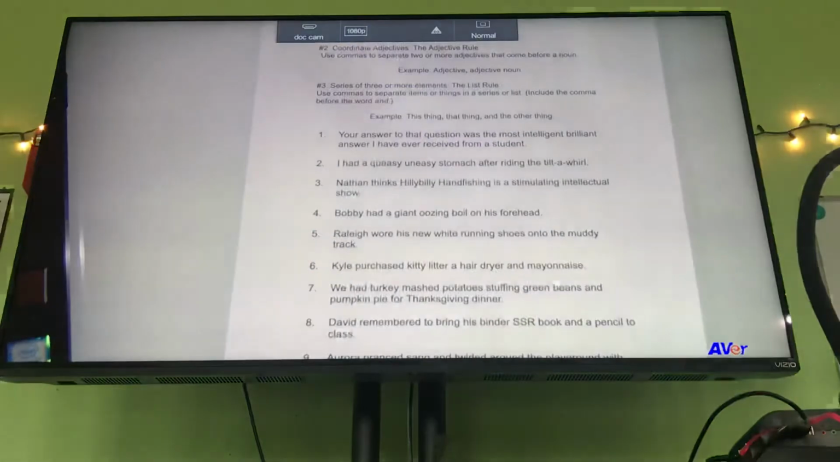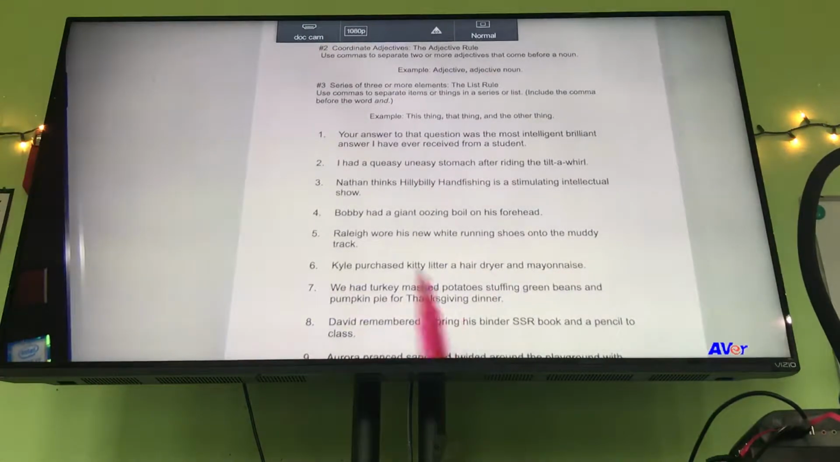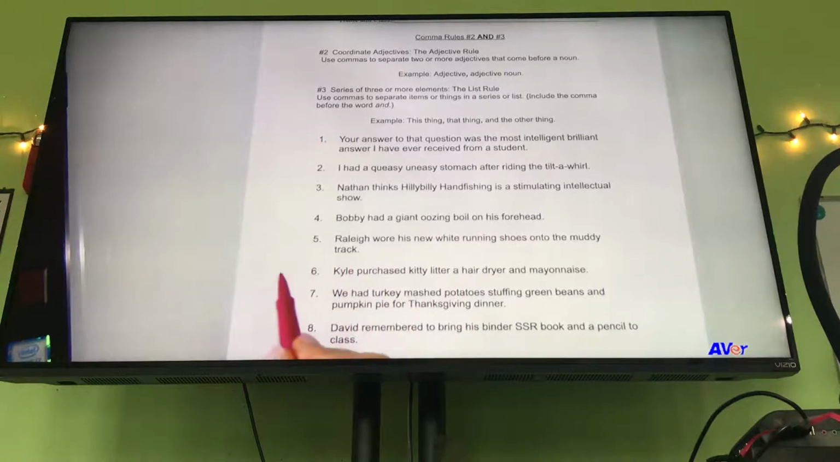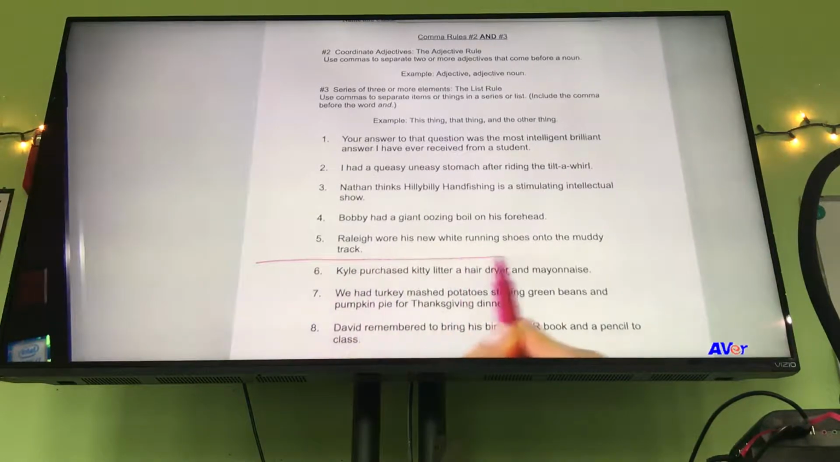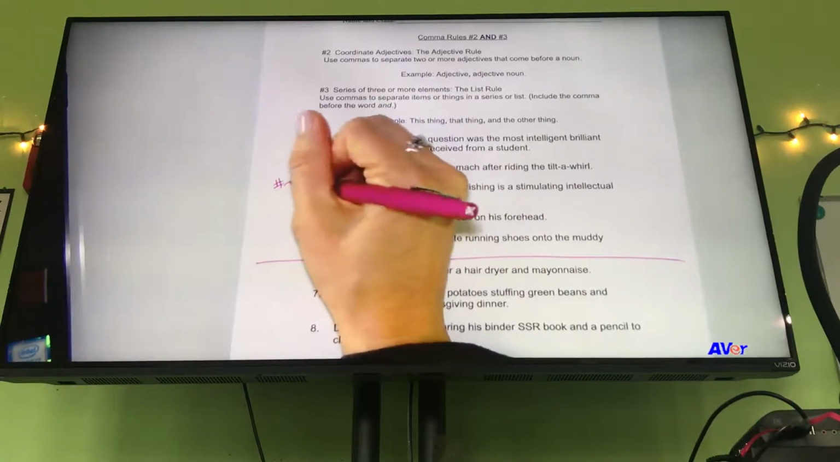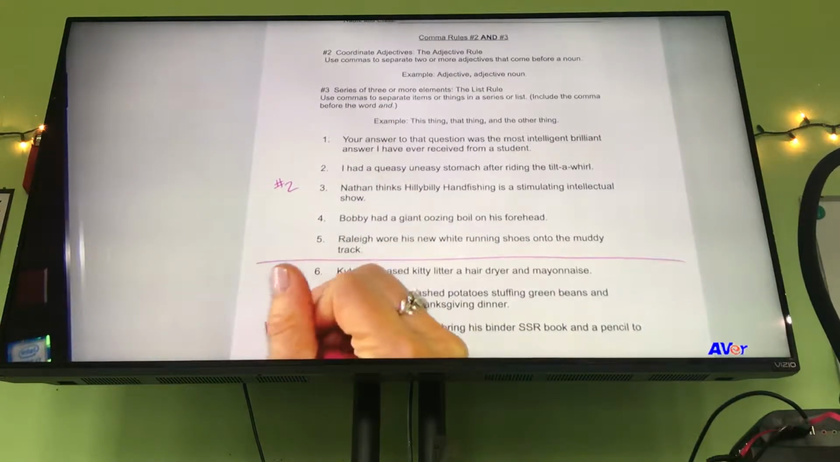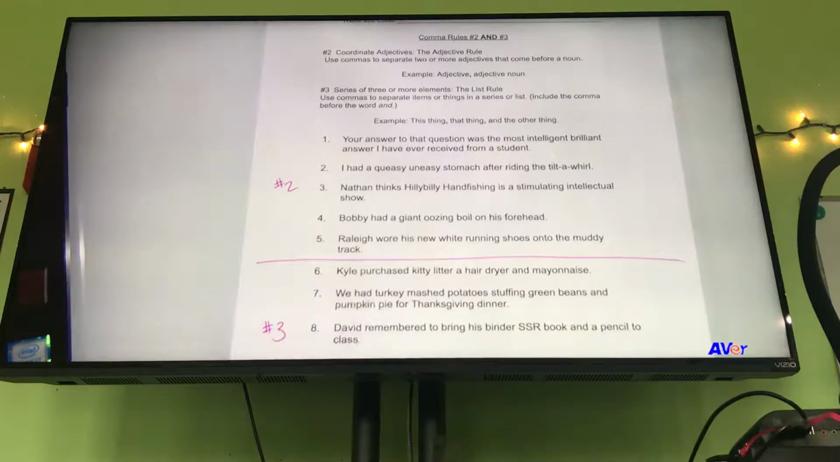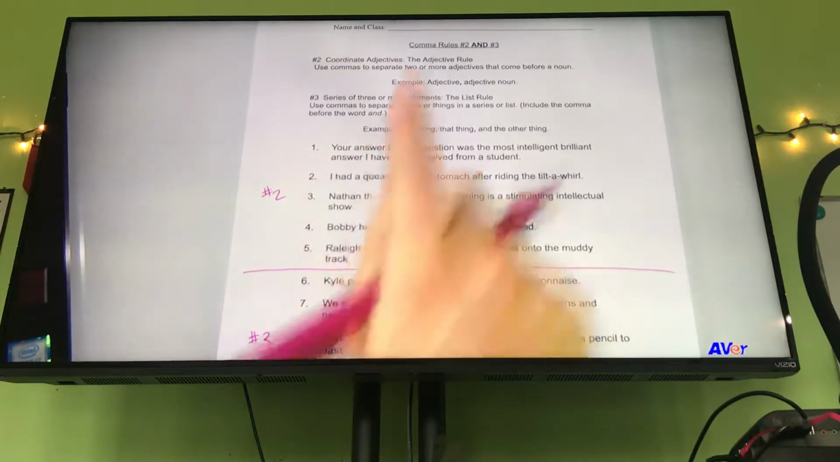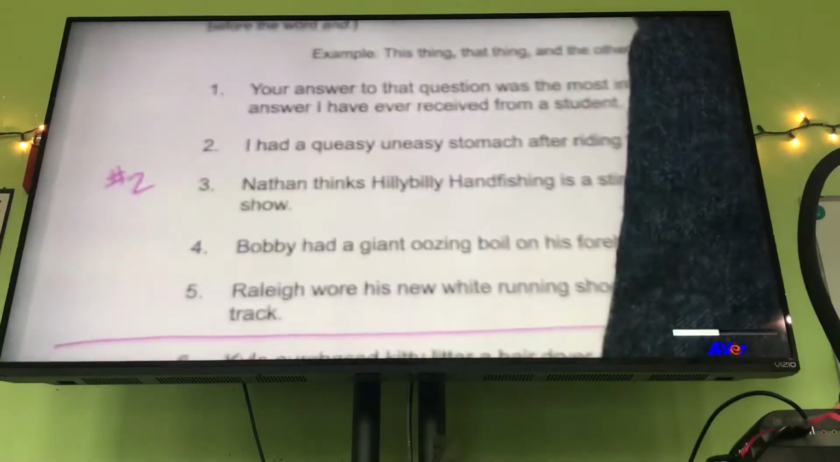So, now we're going to go to the worksheet. The worksheet has rule number 2 and rule number 3 because they're pretty simple. And 1 through 5 has to do with rule number 2. 6 through 10 is using rule number 3. So in rule number 2, when you see 2 adjectives next to a noun, you put a comma in the middle.